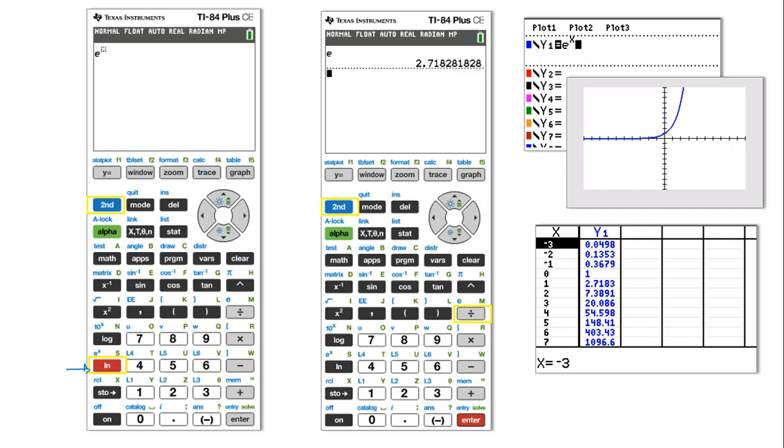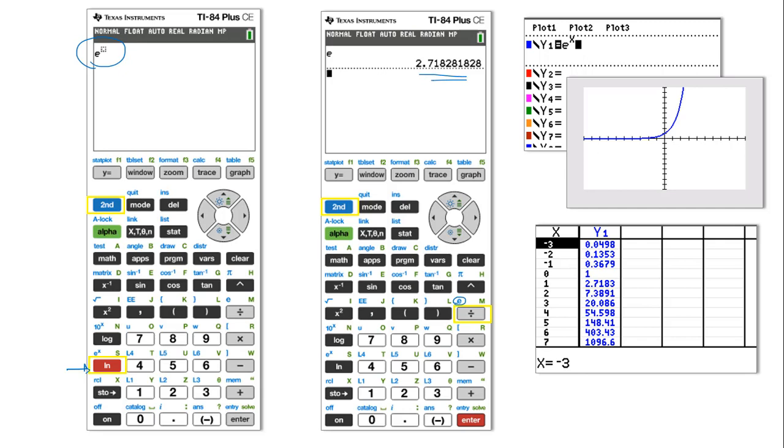But so I could do second ln, and that gives me e with an exponent, so then I could type in whatever exponent I wanted to. Another way is actually to just type in the base e. I can do second and the division sign. Do you see right above the division key in blue is the number e? So if I do second division, I get e, and if I press enter, I see what its value is equivalent to.